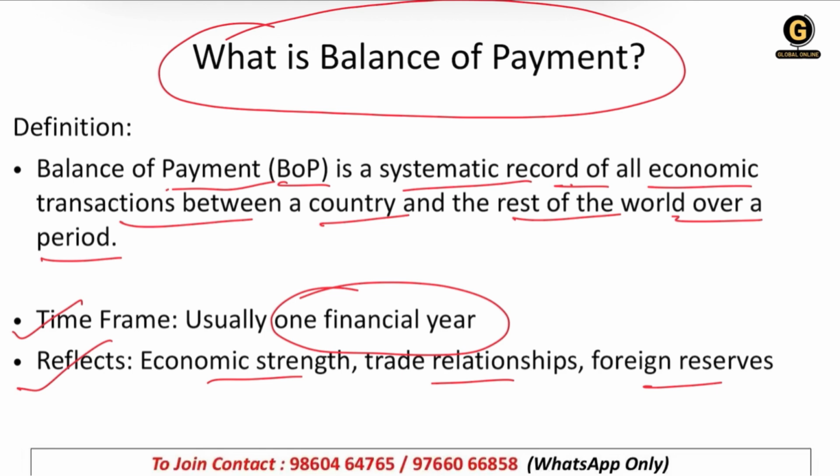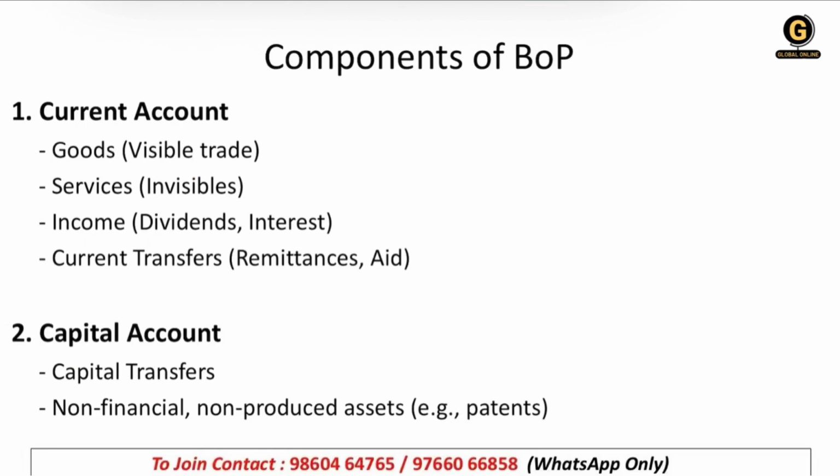BOP is actually the reserves that you have in your country: the expenses, how much you have spent, how much income you have gained, everything will be calculated. Now, components of BOP, most important. One, there is a current account. One, there is a capital account, the most important accounts.